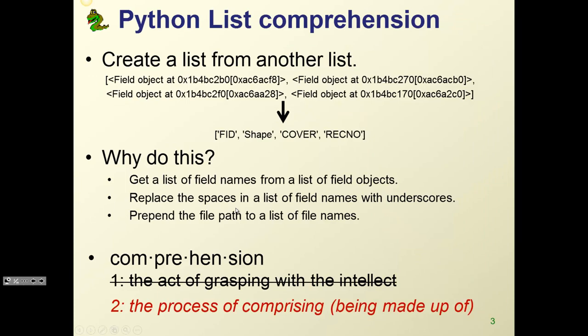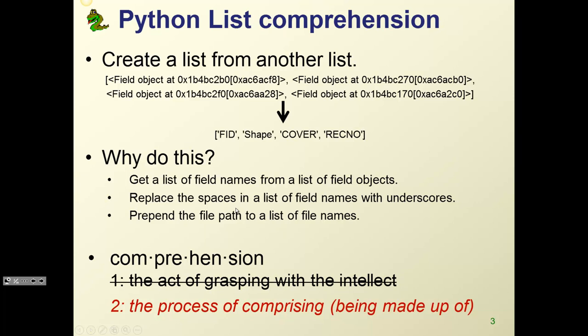Sometimes you have a list of things and you want to do exactly the same thing to everything in the list. What will happen when you're working on your project? Say you have the set of field objects. You've done a list fields. That returns a list of field objects. But what you really want is the list of field names, because you want to do something with those names.